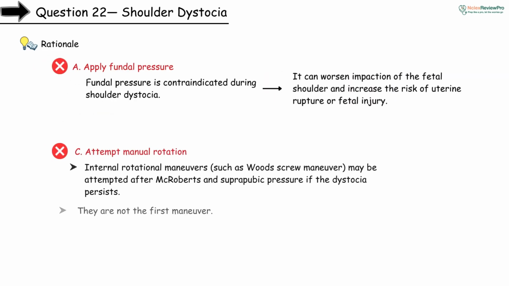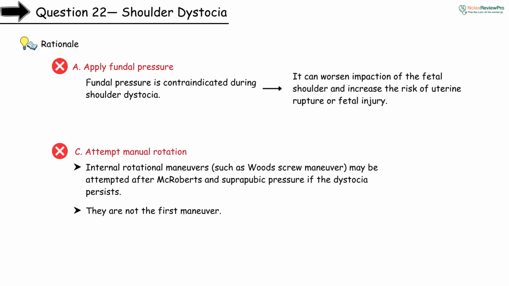Now let's see why the other options are not correct. Option A, apply fundal pressure. This is contraindicated. Fundal pressure pushes the fetus downward and can worsen the impaction. It also increases the risk of uterine rupture and fetal injury. Option C, attempt manual rotation. These are internal maneuvers like the Wood's screw maneuver. They may be used if McRoberts and suprapubic pressure do not work, but they are not the first step.